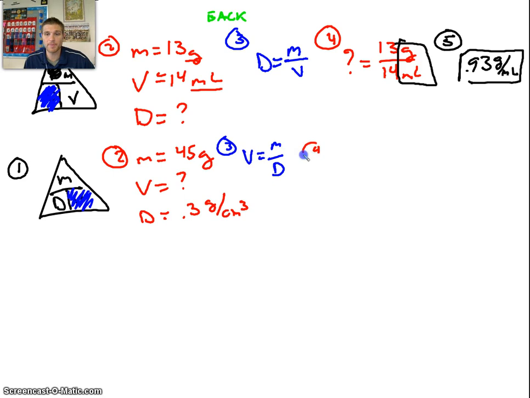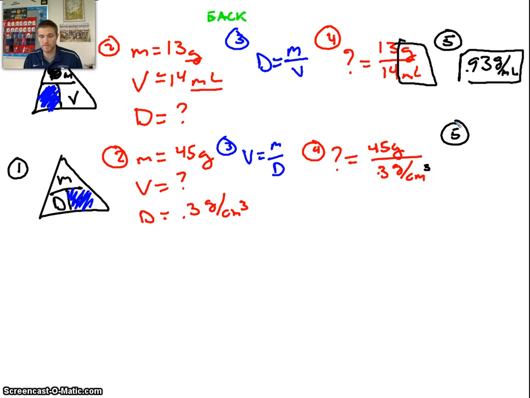All right, my fourth step, I plug in what I know. So I know question mark equals my mass, which is 45 grams, divided by my density, which is 0.3 grams per cubic centimeter. And then my fifth step, plug it into my calculator and make sure I don't make any mistakes. 45 divided by 0.3 equals 150.